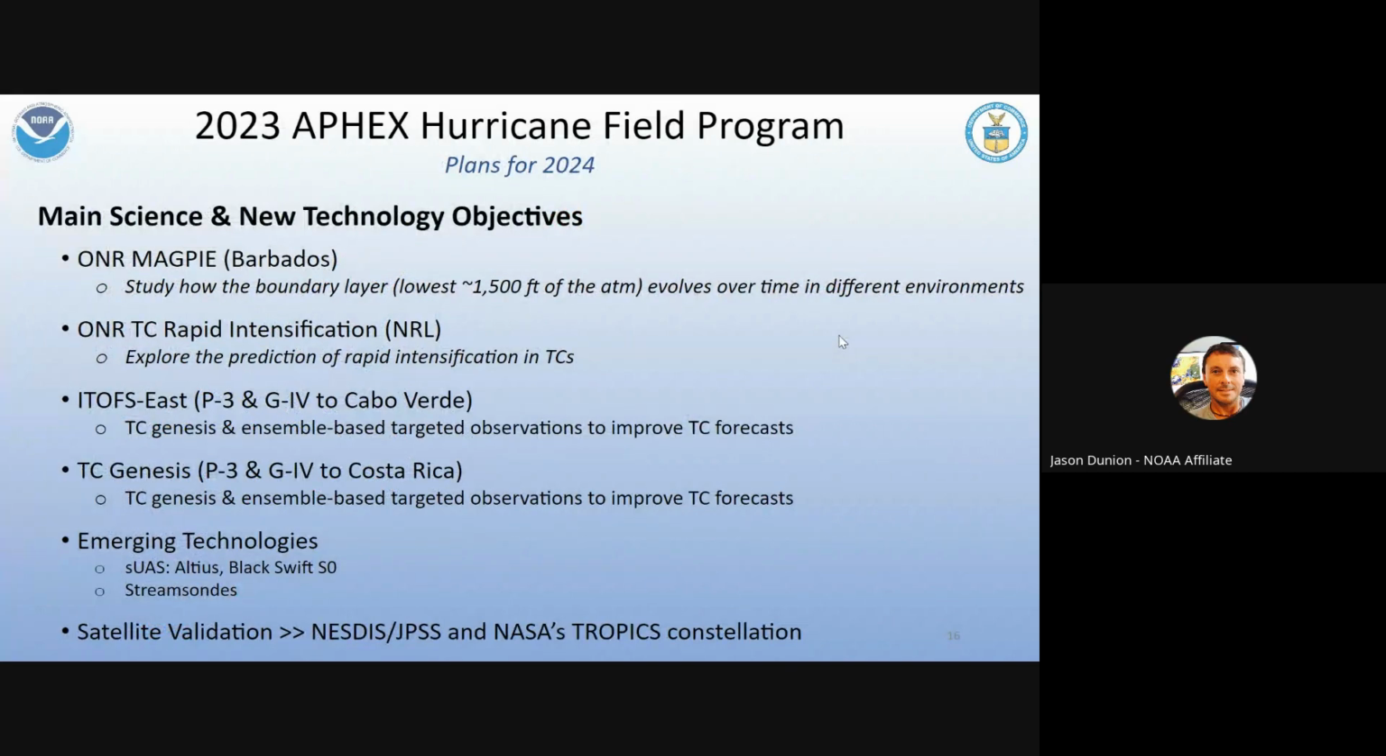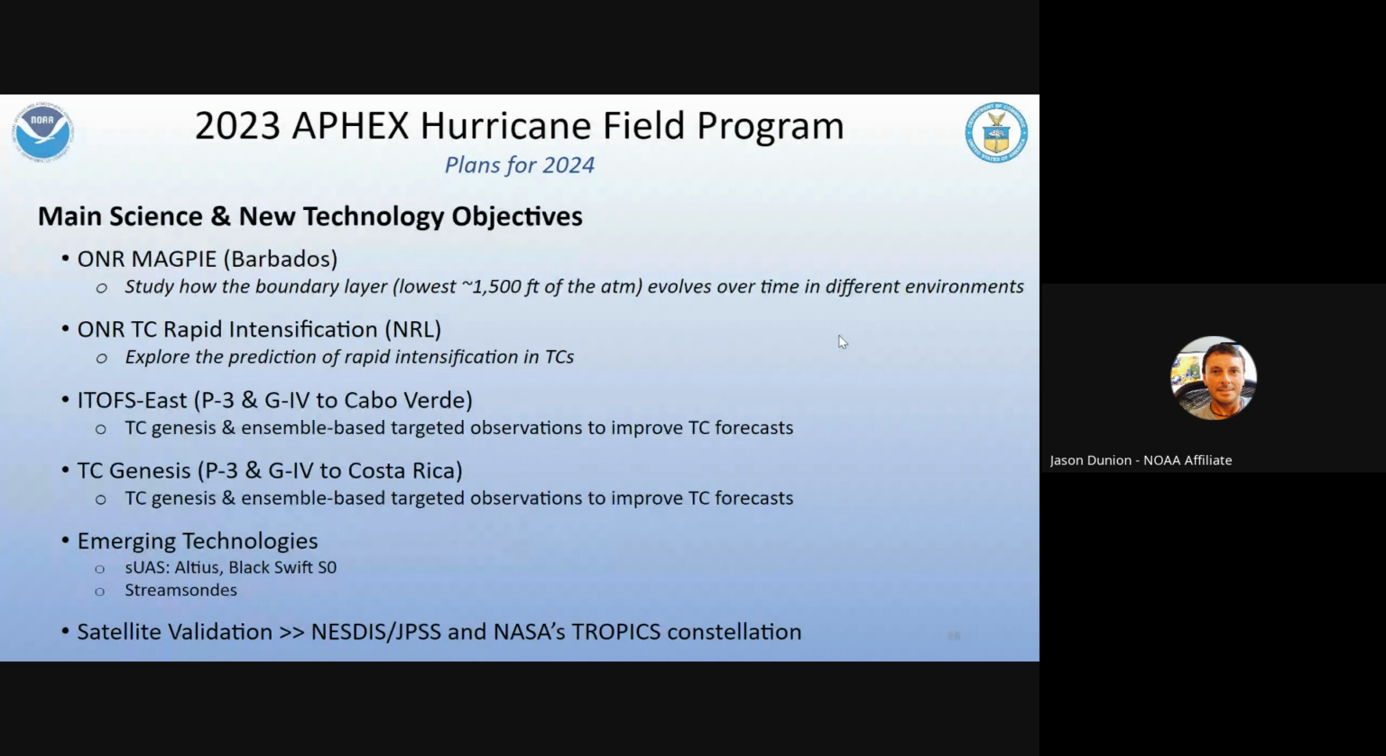What's up for next year? We'd like to collaborate with ONR's Magpie out of Barbados and continue our collaborations with NRL and ONR, looking at rapid intensification. Interesting to try to do some more Genesis work out of Cabo Verde in the East Atlantic, as well as Costa Rica over by the East Pac. You know, a storm like Hillary that affected Southern California would have been a great target for that.